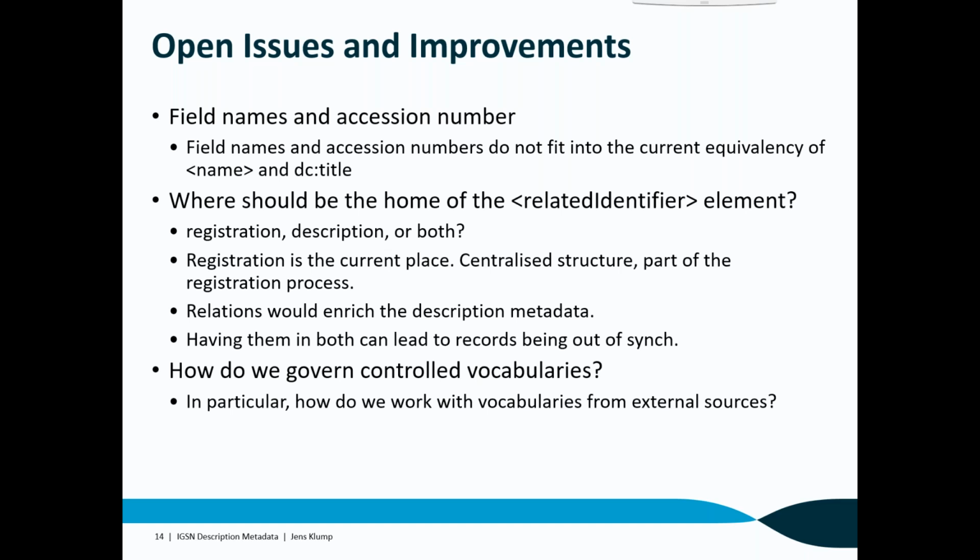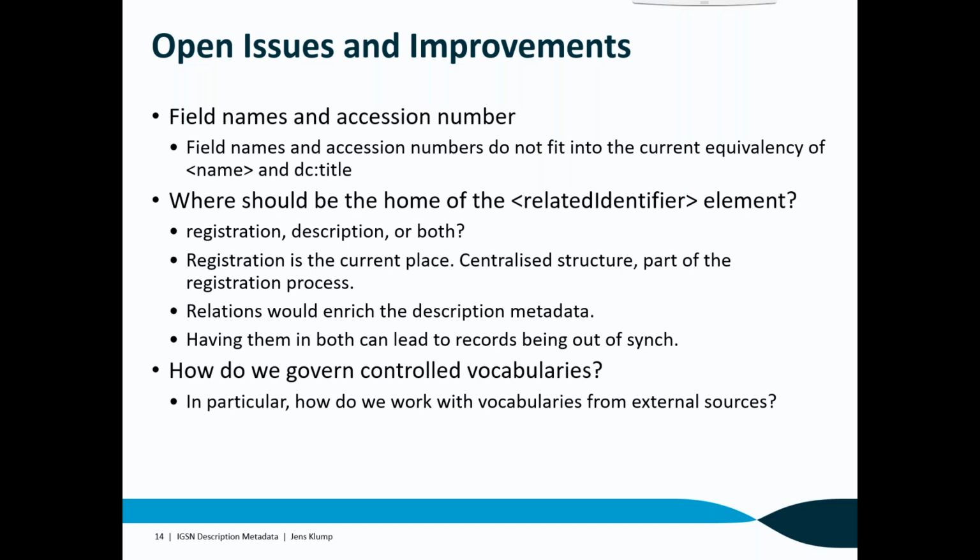And maybe you notice that the related identifier element pops up both in the registration metadata and in the description metadata. But where should it actually be? Should it be in the registration, description, or in both? If we put it into the registration, which is its current place, we have a centralized structure, which is part of the registration process.